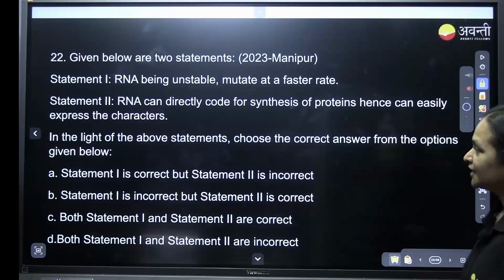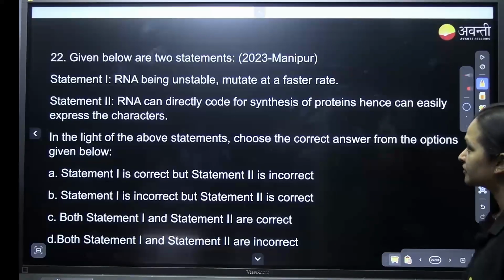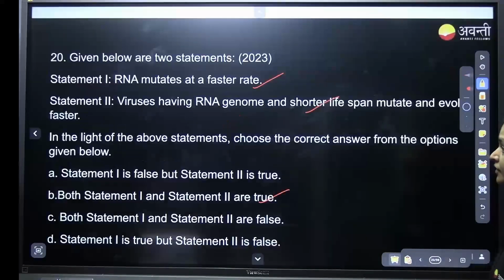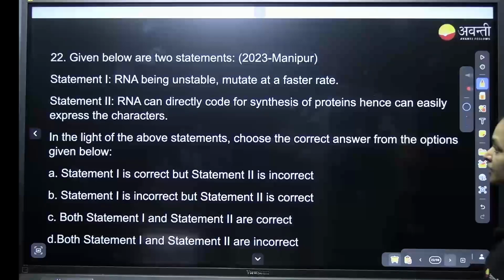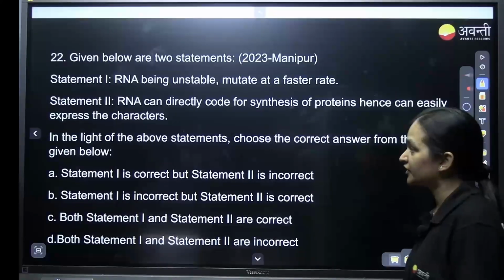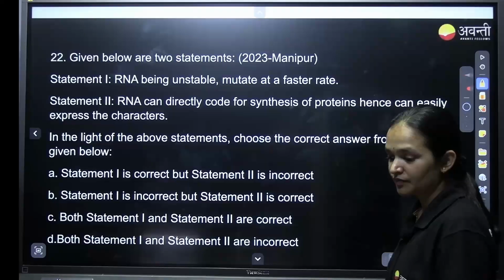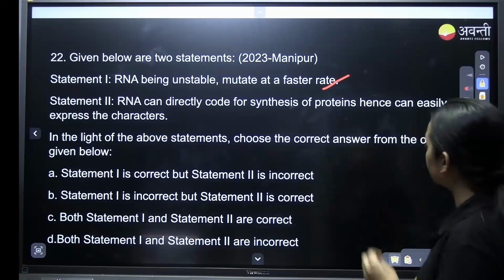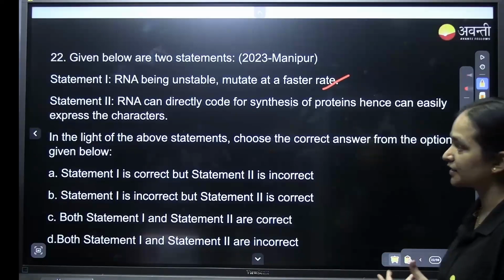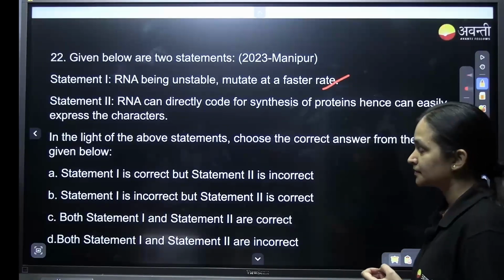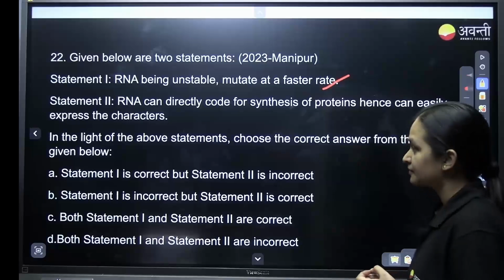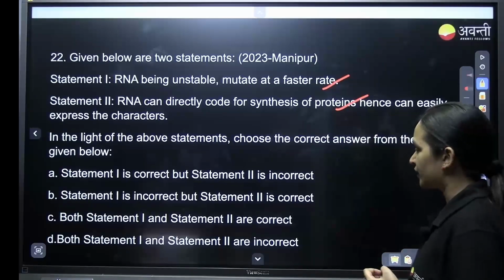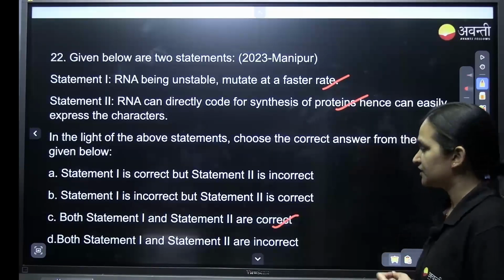Statement 1: RNA being unstable. Yes, RNA being unstable mutates at a faster rate. Statement 2: RNA can directly code for synthesis of proteins, hence can easily express the character. Yes. So, both 1 and 2 are correct. C is the correct answer.